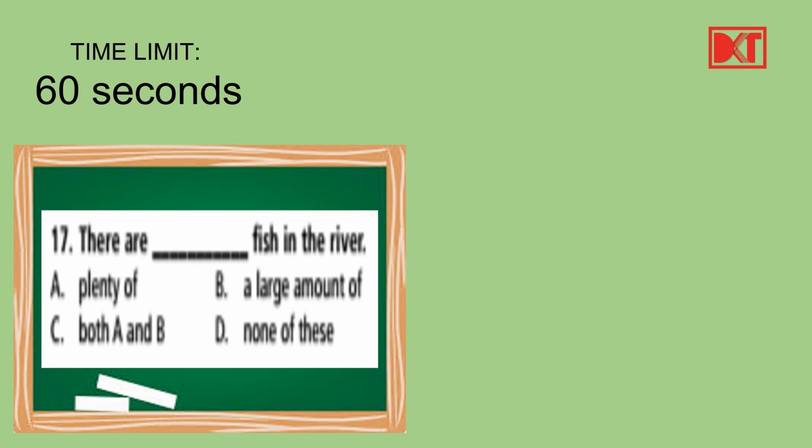The next question says, there are dash fish in the river. A. Plenty of fish in the river. B. A large amount of fish in the river. C. Both A and B. D. None of these. So in these sorts of questions, both A and B is not possible. Let's see. There are plenty of fish in the river. The correct answer is A, plenty of. Why? Because fish is a countable noun.